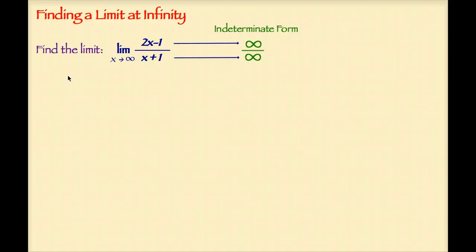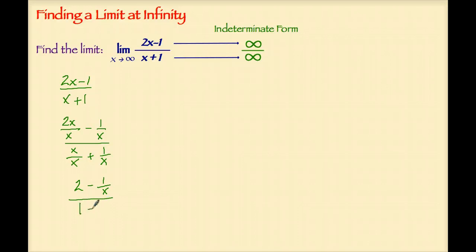Let's do that now. We have 2x minus 1 over x plus 1, our original function. The highest degree variable in the denominator is x to the 1, therefore we're going to divide each term in the function by x to the 1. 2x over x minus 1 over x, over x plus 1 over x. When we simplify, this gives us 2 minus 1 over x, over 1 plus 1 over x.